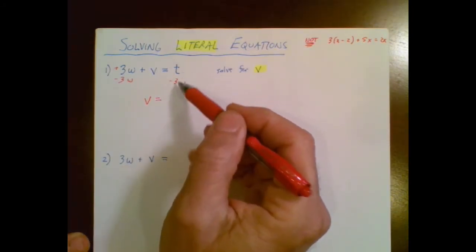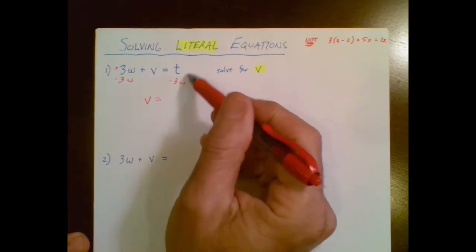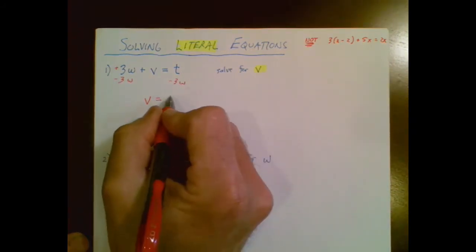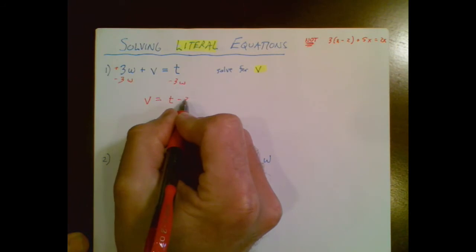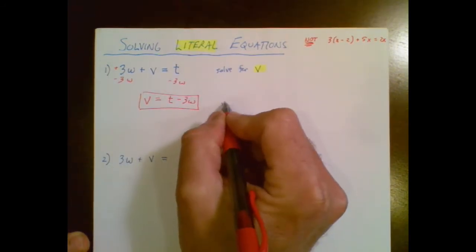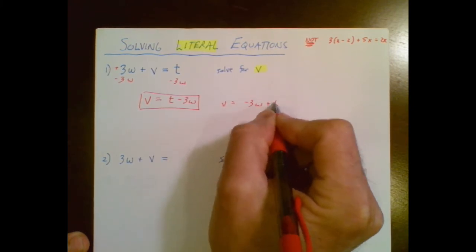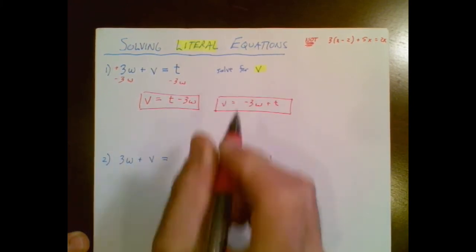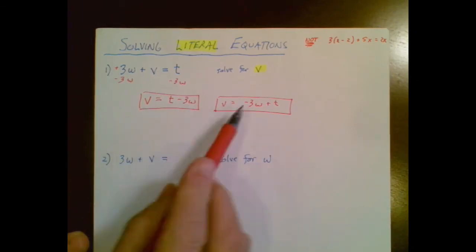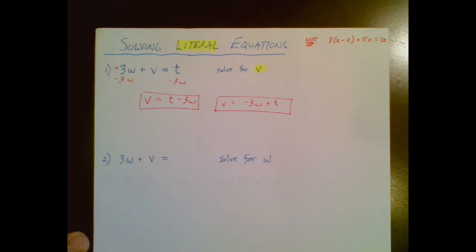This is so awkward, sometimes people believe it's difficult, but it ends up being easy. You can't combine those, they're not like terms, so you just write t minus 3w and you're done. By the way, someone else could have said v equals negative 3w plus t, and they're also correct because it's a negative 3w, positive t.